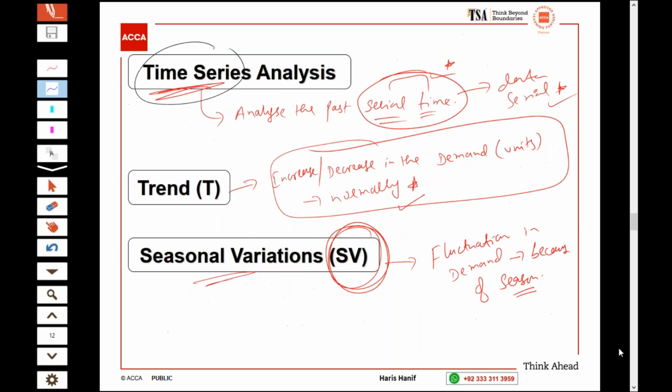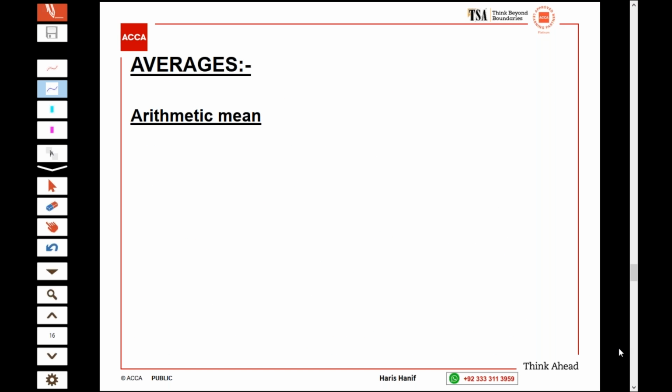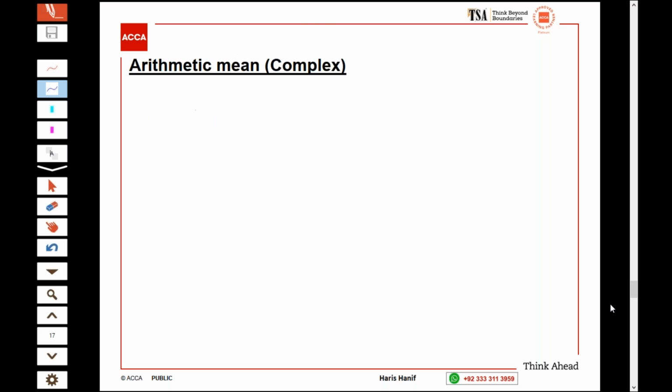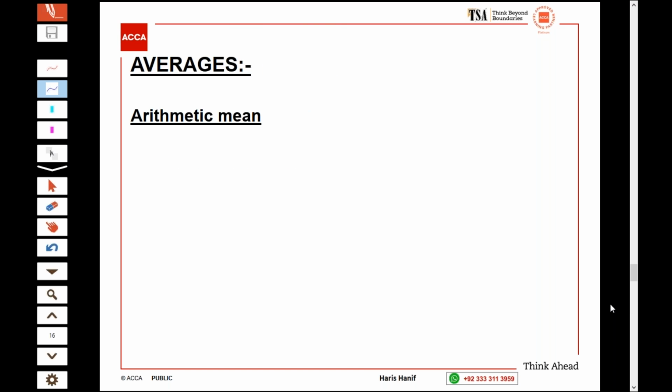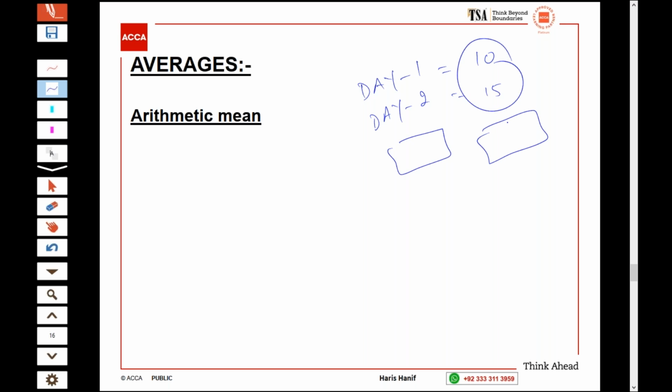Okay, let's now move on to the averages. See, students, what is average? Average is something. For example, in day one, I sold 10 units. In day two, I sold 15 units. Now, total in two days, how many units did I sell? 10 plus 15 is equal to 25 in 2 days. So, on average, I sold 12.5 units in a day.